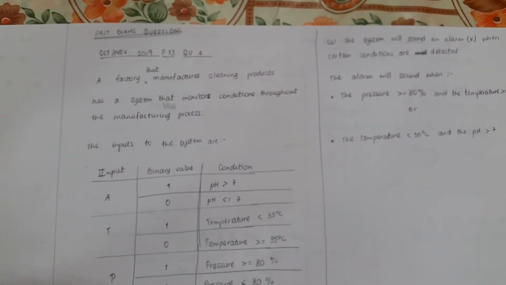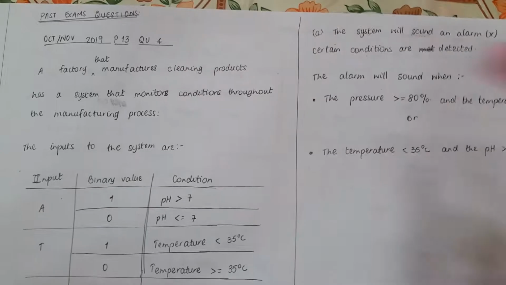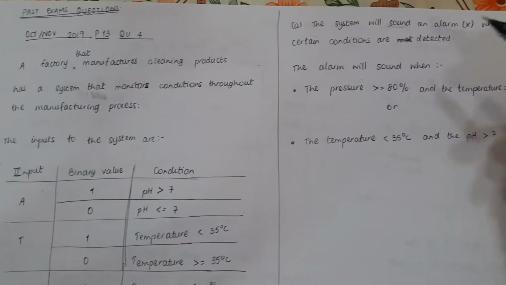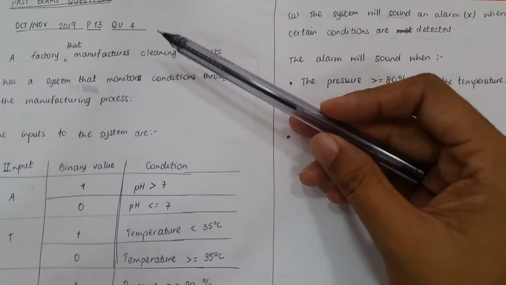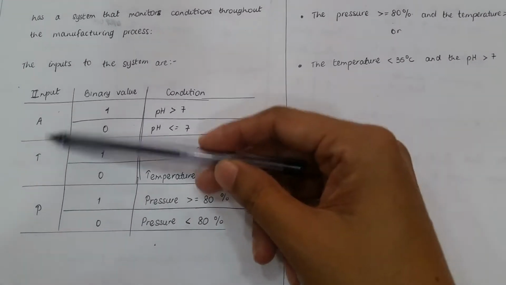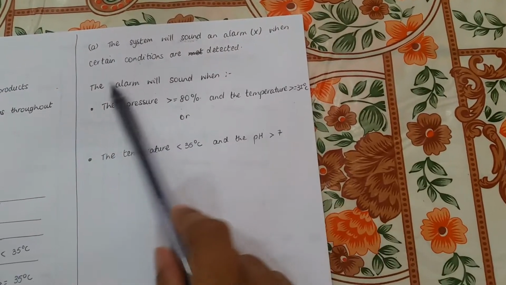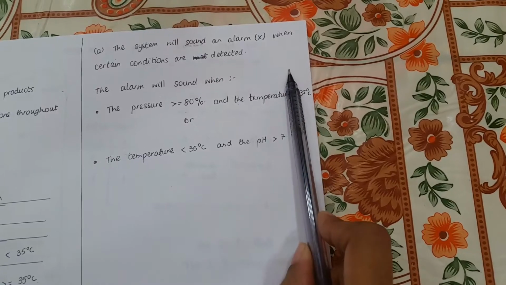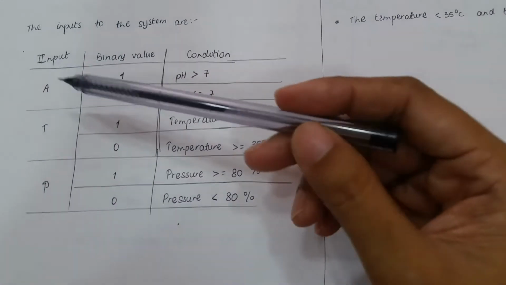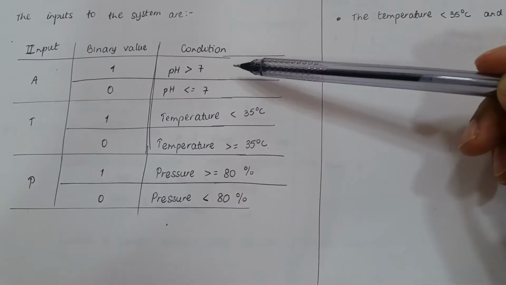Okay, now the last part of the lesson is about working out post-exam questions. Now, as we explained earlier, in a post-exam question you're going to be given a table with all the inputs and their binary values and their corresponding conditions. Then it explains how the system works. So in this case, we have our three inputs with their binary values and their conditions.